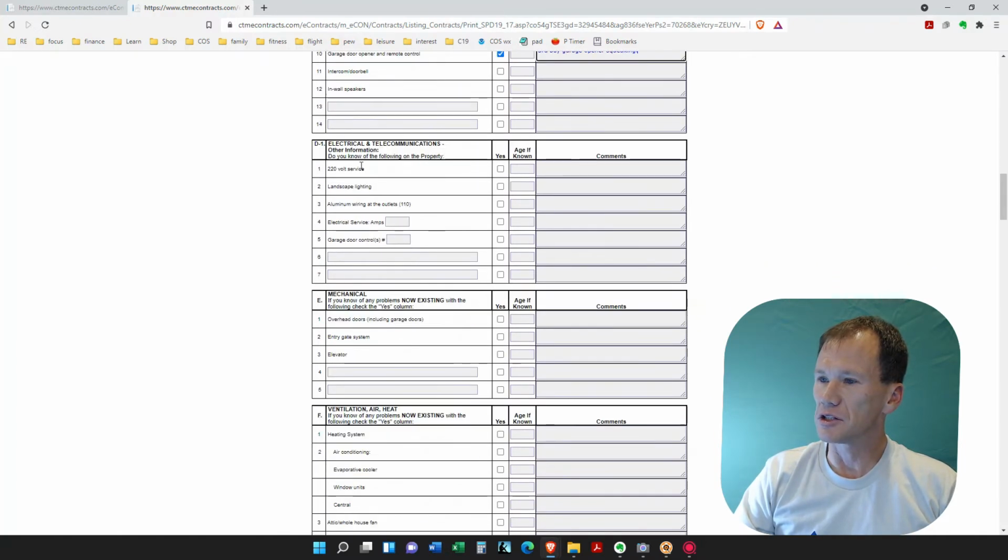Electrical and telecommunication. Other information. This is just do you know does exist. 220 volt service. Almost every house is going to have 220. Your electric range is going to have 220, and maybe some other appliances in the house. So if it has 220, you know for sure it does. Check yes. Age, if known? I don't know. It's as old as the house.